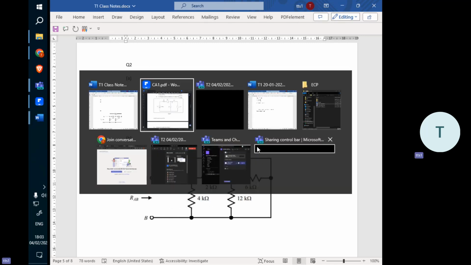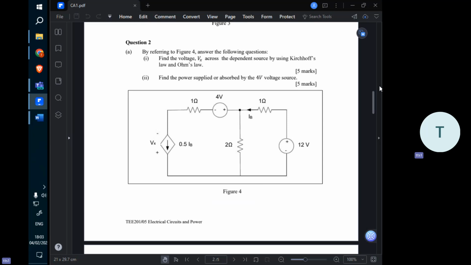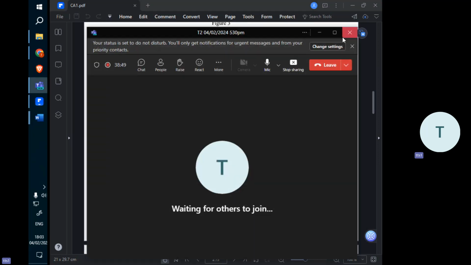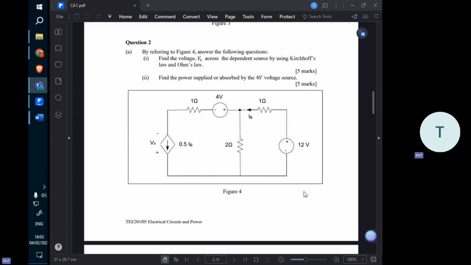Question 2A looks a bit complicated, of course, because we have the dependent source here. So this, actually, this is the current source. Don't be confused by this Vx. V is a voltage, right? But the value here is 0.5 IB, and this is the arrow. Arrow means it is the current. Only positive and negative signs mean voltage. So this is the current source.